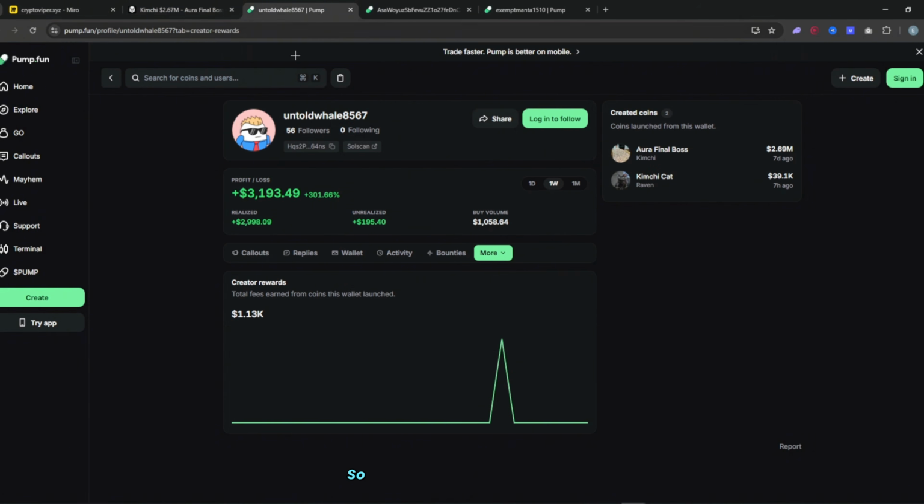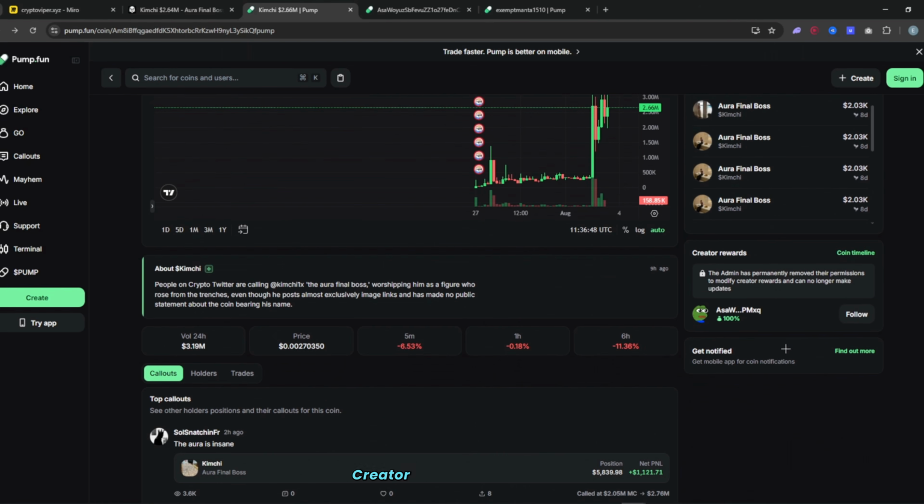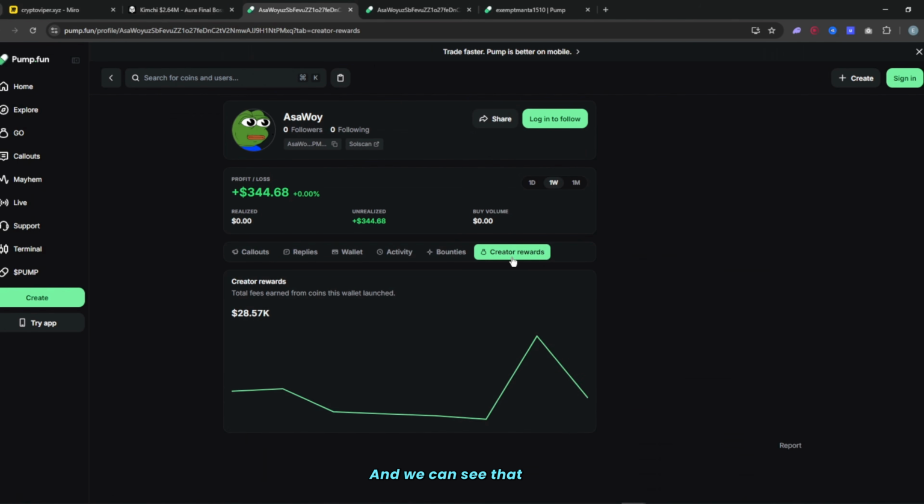And that is true. So what this developer has done is he actually hid his wallet. Now, the average trader would come on here, see that he's only made 1K, and leave it. I'm not sure why he would hide his wallet, but he did. Because if we go onto creator rewards, he actually changed the wallet where the creator rewards go, from his wallet to this wallet. And we can see that this wallet has made around $28,000 in pure profit.